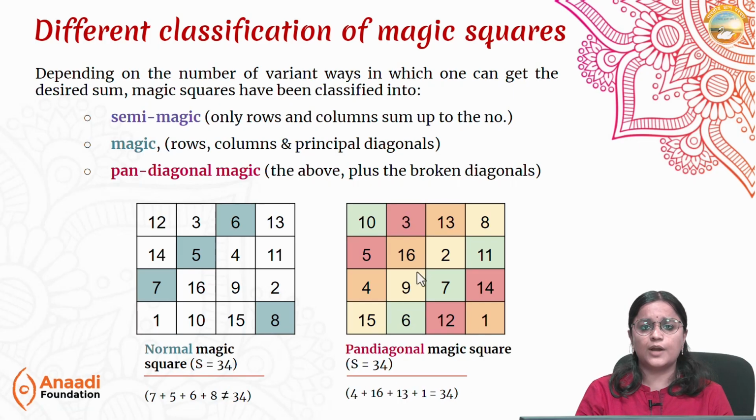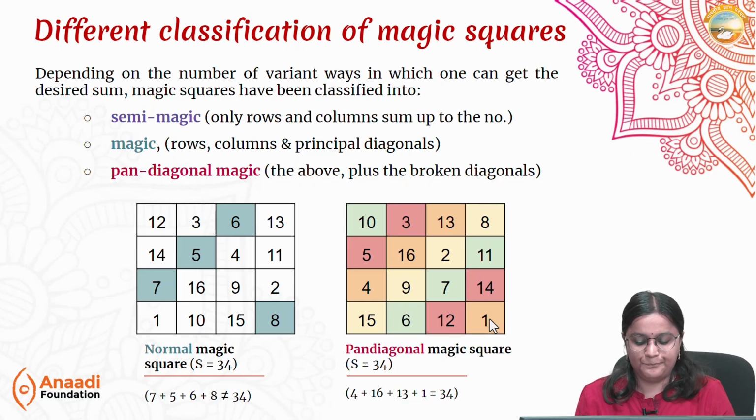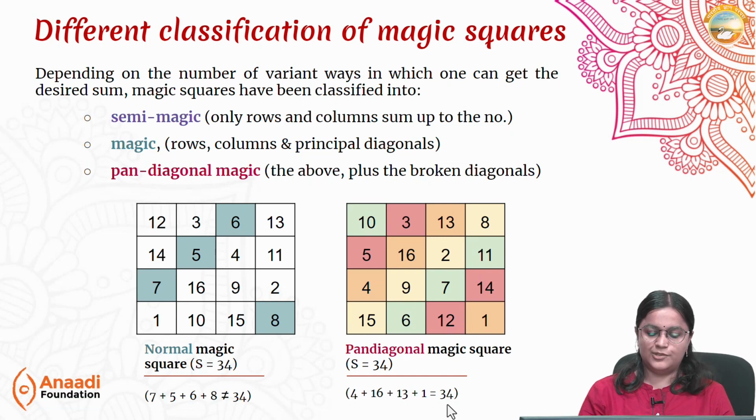34. Now let us try picking a broken diagonal and seeing if we get the same number. Let's start adding this broken diagonal marked in the yellow color. You will see 4 plus 16 plus 13 plus 1, which is wrapped around here at the bottom, gives us the sum of 34, which is our magic sum. Similarly, let's look at the pink broken diagonal. 5 plus 3 plus 14 plus 12 also gives us the magic sum.